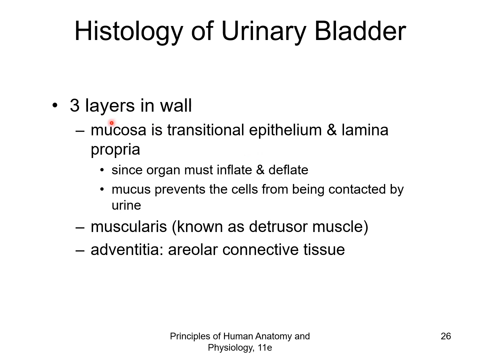This is the mucosa. You probably remember this from our digestive system. The muscularis is smooth muscle. Sometimes it's called the detrusor muscle, and we have some connective tissue in the bladder.